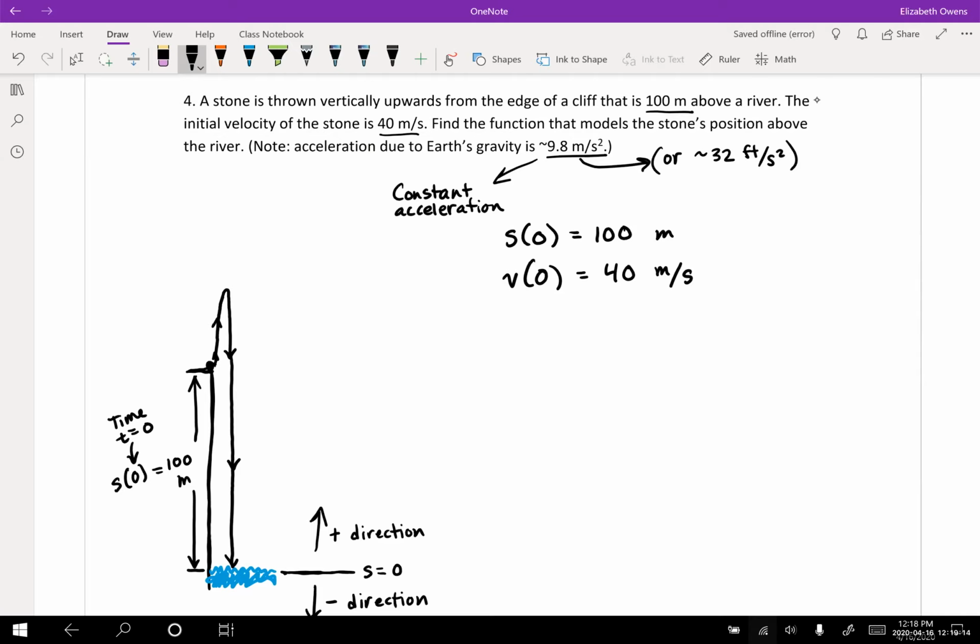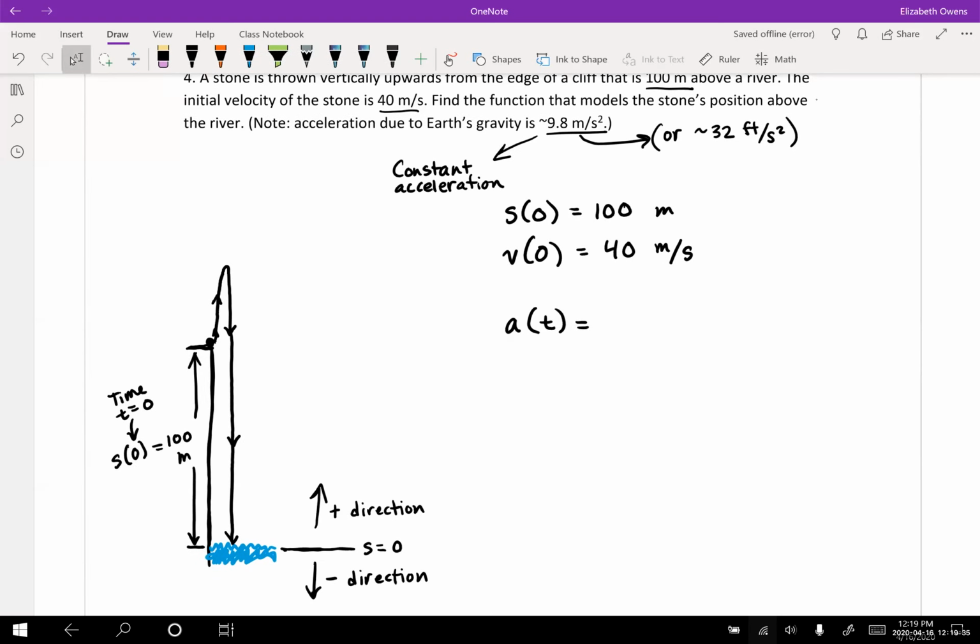And that is going to be our acceleration function, because the acceleration at any point in time throughout this rock's little journey is going to be 9.8 meters per second squared. But we've got to think for a second about the direction in which gravity is acting. So gravity is pulling things back down towards the earth, we would say. And so gravity is acting, according to our picture, in the negative direction. Okay, it's pulling the rock back down.